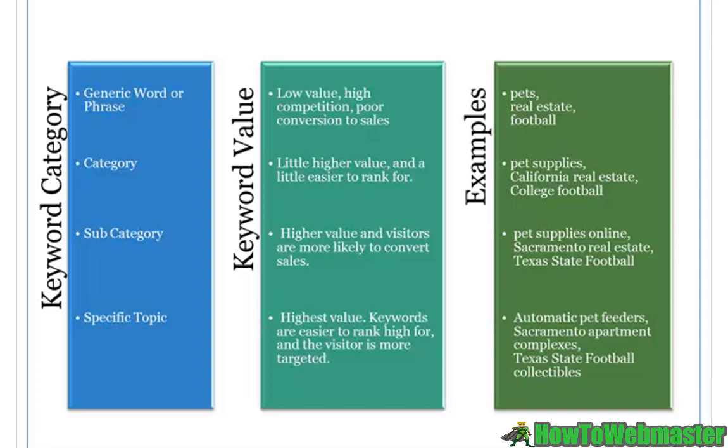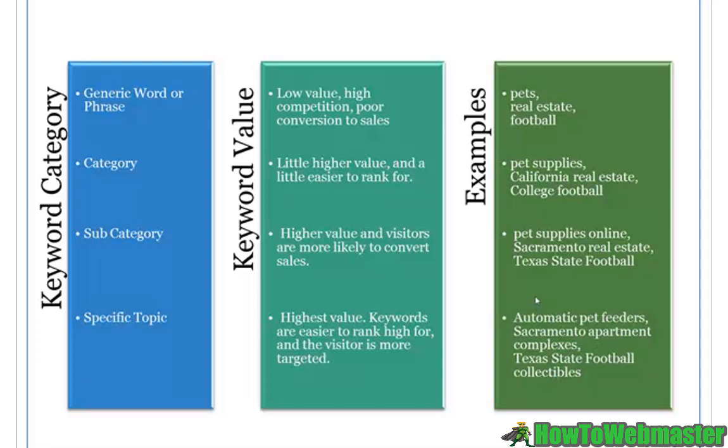Maybe more like automatic pet feeders. You can even go into more detail about certain automatic dog food feeders or waterers, or specific brands of pet feeders. Sacramento apartment complexes, so instead of just real estate, it's a certain kind of real estate. Texas State football collectibles, or maybe t-shirts or statistics, or whatever you're going after.